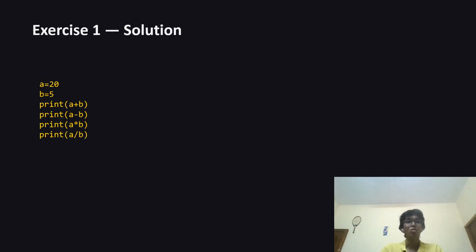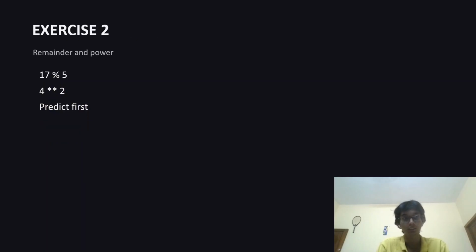Guys, time's up. The solution for exercise number one is this. A is 20, B is 5. We are going to use the print function to do A plus B, A minus B, A into B, and A divided by B.